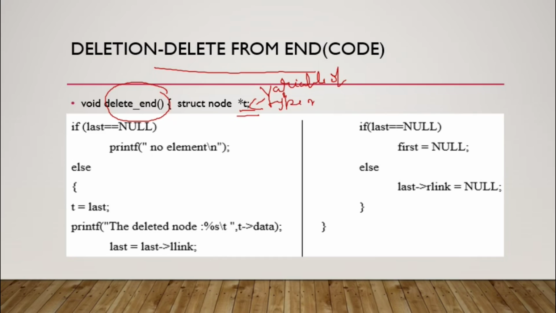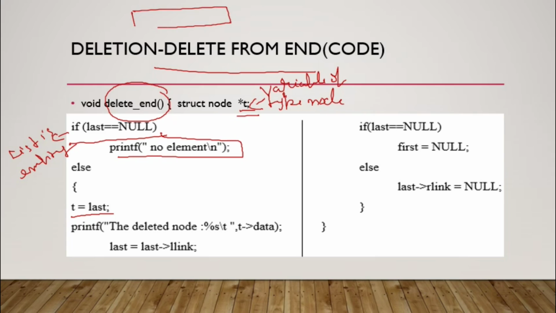Now if last is equal to null, students, we know that if you don't have any element, then last is equal to null, no element. The list is empty. Next, else, what you are supposed to do is point t to the last, students.